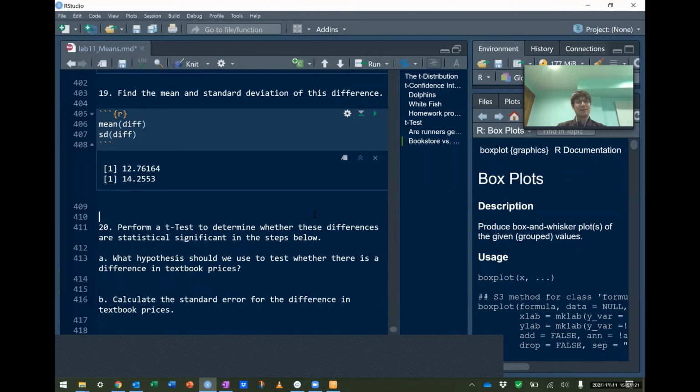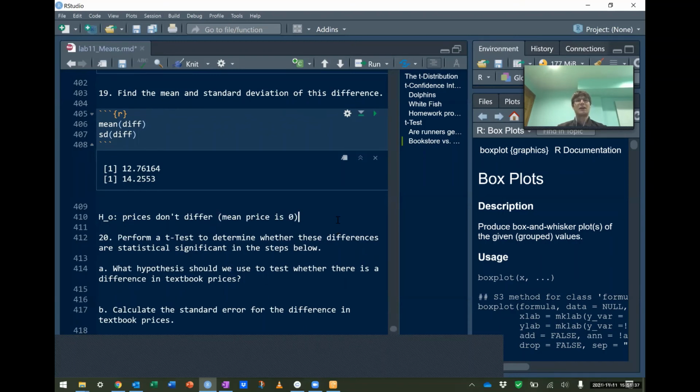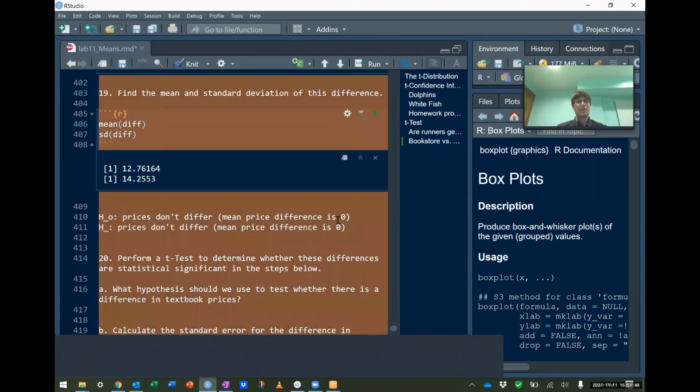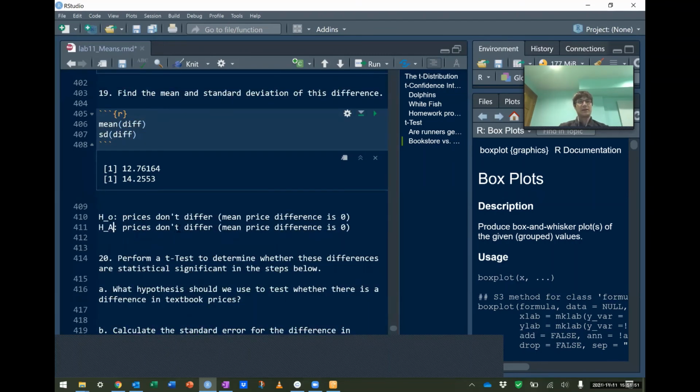So let's perform a t-test to show whether the prices differ. It'll be helpful to put our null hypothesis, which says that prices don't differ. Mean price difference is 0, right? And the alternate is going to be that the mean prices do differ. Okay. Mean price difference is not 0. So let's do a t-test for this.